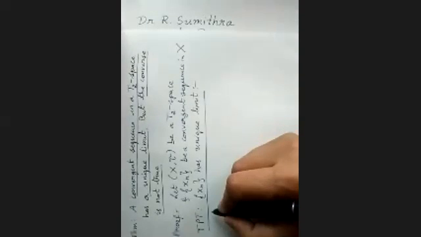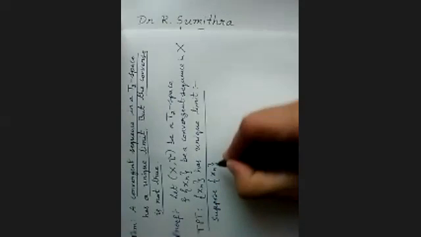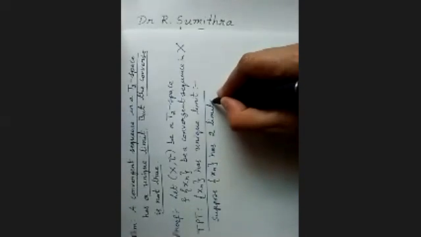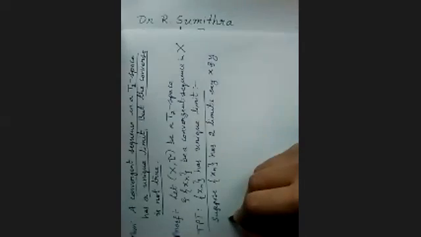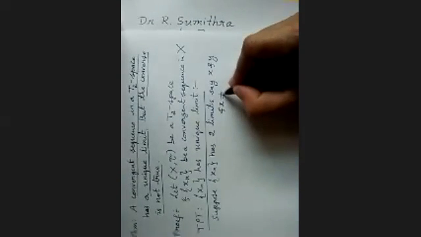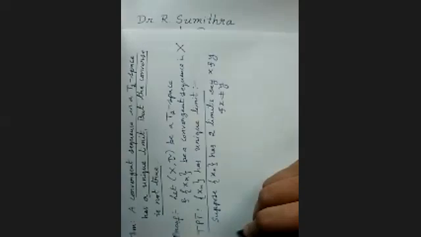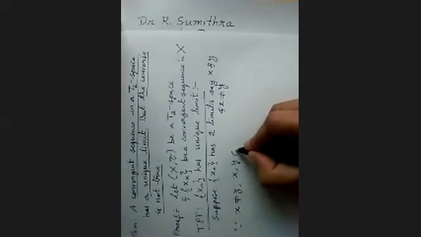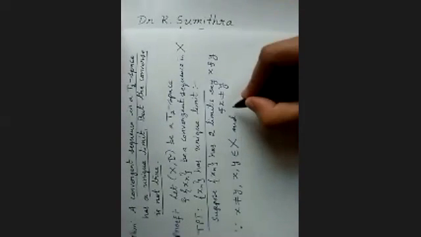Suppose this sequence has two limits. Suppose xn converges and has two limits, say x and y, which are distinct, x not equal to y. Say we have two limits for this xn and x not equal to y. Now, since x not equal to y, where are these two limits, x and y? Two limits in X. And what do we know about X? X is T2.